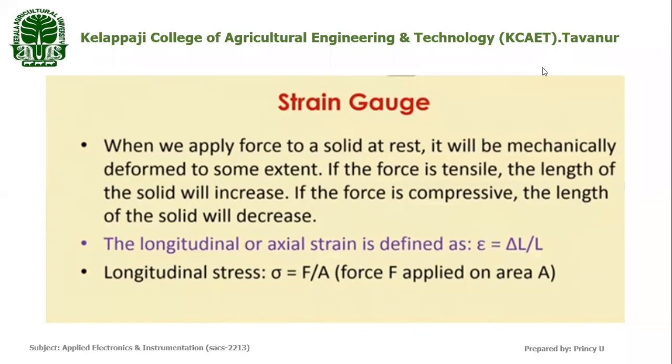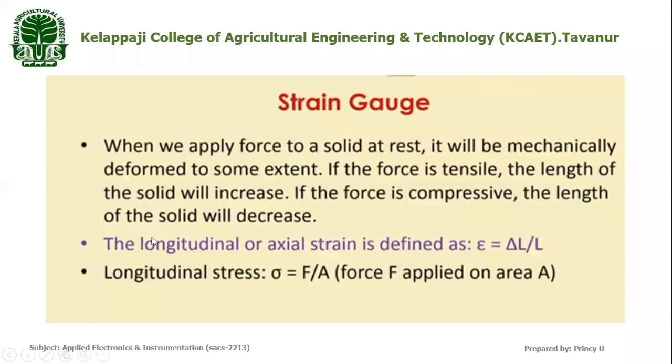When we apply a force to a solid at rest, it will be mechanically deformed to some extent. That means if we apply a compression to a solid, there will be some mechanical deformation of that material. If we apply a tensile force on a solid material, the length of the solid will increase. Either compressive or tensile, we call it a strain, and it will cause some deformation in a solid material. Either it will increase its length or decrease its length. Okay. So there are some equations to measure strain.